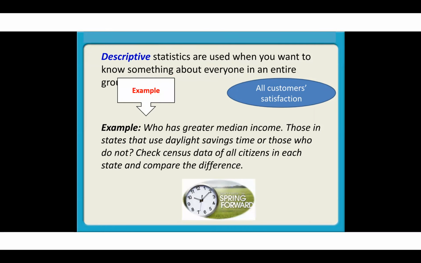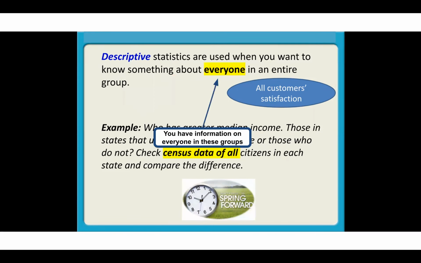Then provide students an example of the definition like this. Who has greater median income? Those in states that use daylight savings time or those who do not. Check census data of all citizens in each state and compare the difference. Then the student's attention is directed to the clue in the problem that connects the example to the definition. In this case, you have information through census data on everyone in this defined population.